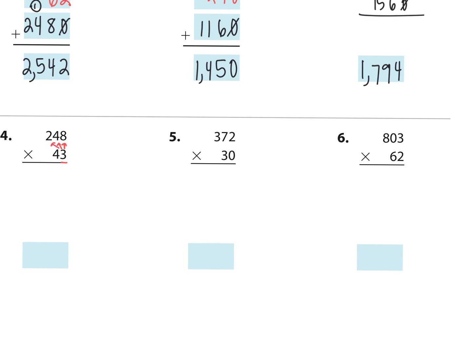What is 3 times 8? 24. 24. Carry my 2. Now I've got to do 3 times 4, which is 12 plus the 2 that I carried. 14. That's 14. Guys, I need everybody doing this.